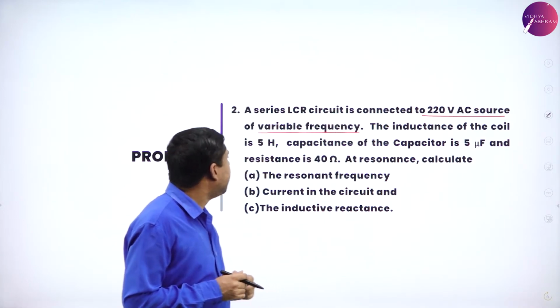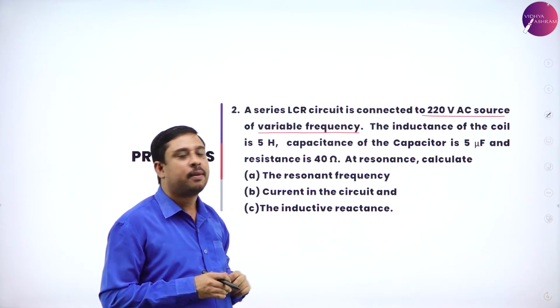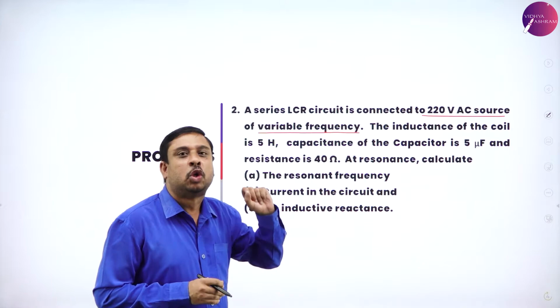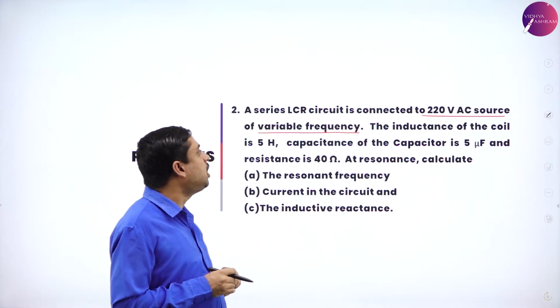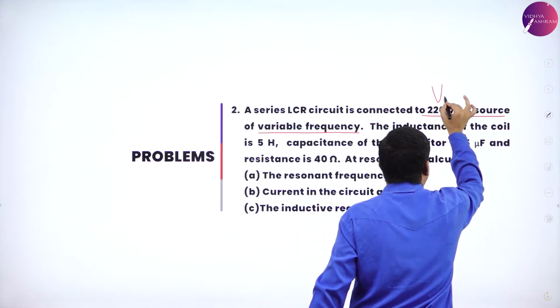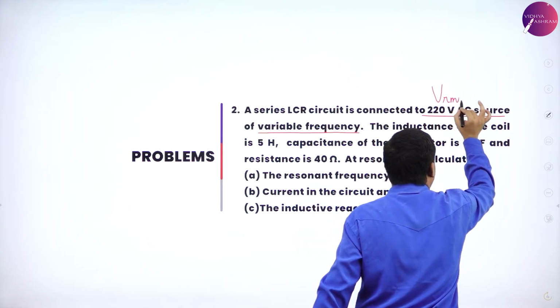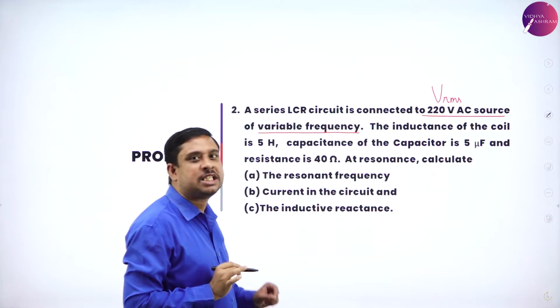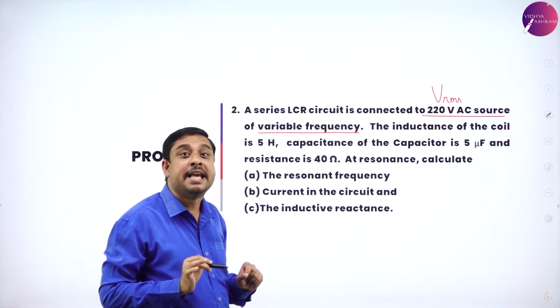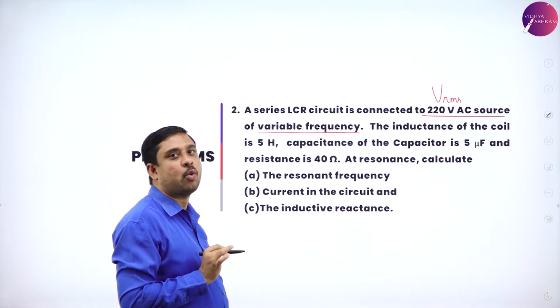LCR AC circuit which is connected to 220 volt AC source. So very clearly I am getting my VRMS value, which is 220 volt, variable frequency.